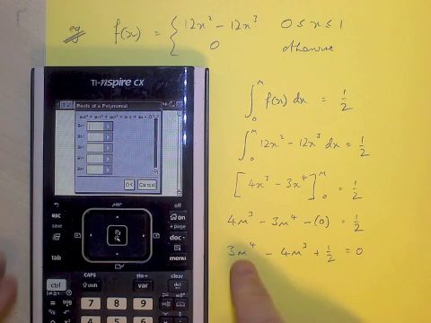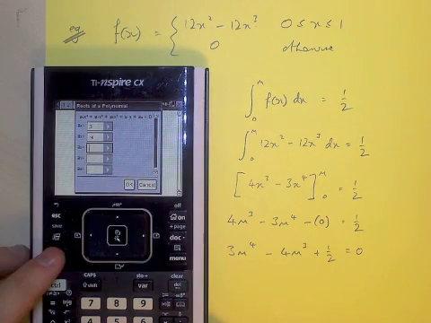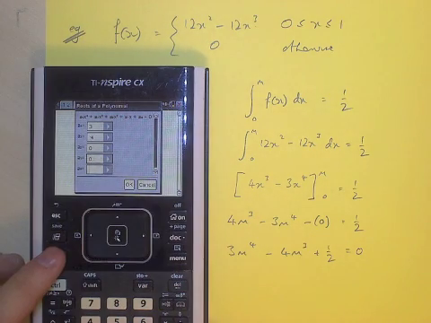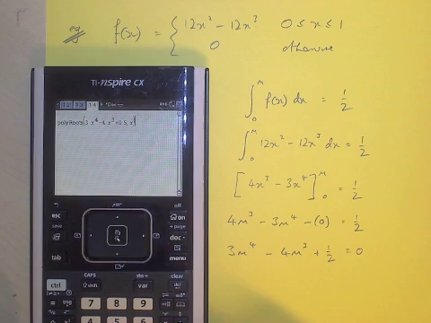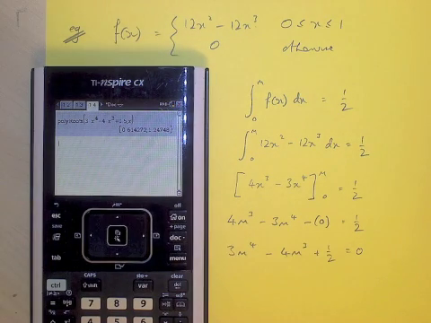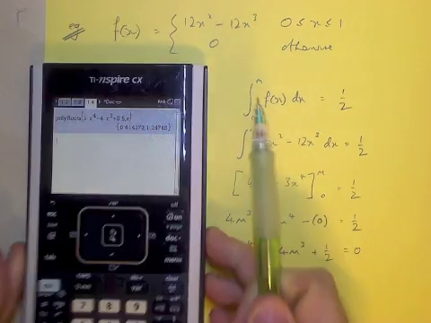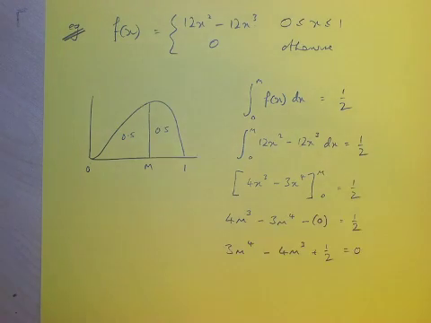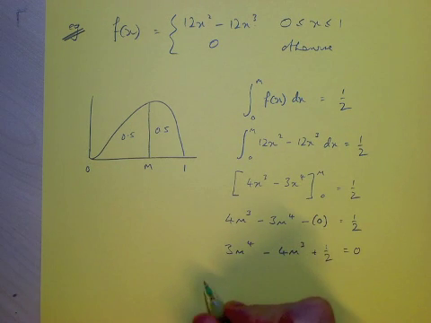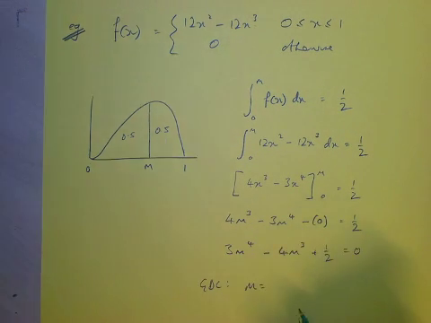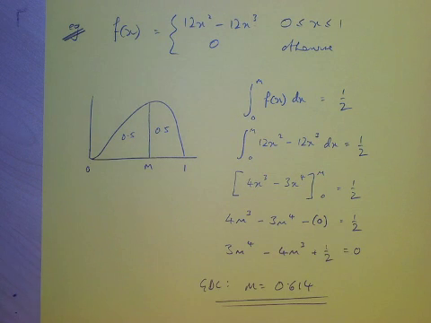So 4th degree polynomial, coefficients 3, negative 4, x squared coefficient is 0, x coefficient is 0, and the last coefficient is 1/2. Do that, and the calculator will tell me I've got 2 real answers, 0.614 and 1.247. Of course, remember that the domain of this particular function is 0 to 1. So clearly the answer here, m, is going to be 0.614. So there's my value for the median.